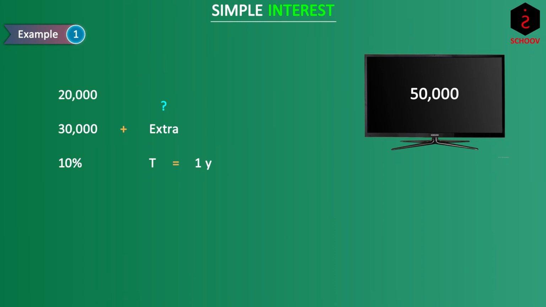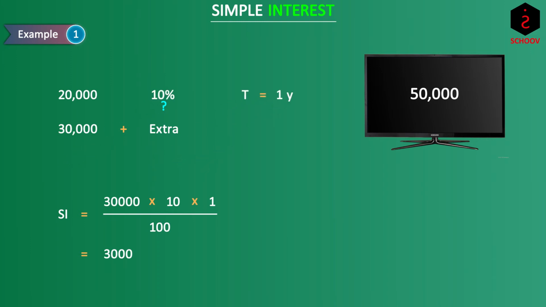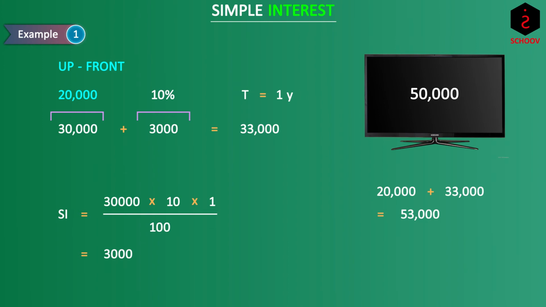How do we calculate? That extra, or simple interest, SI, is P, 30,000, into R, 10, into T, 1, upon 100. So, 3,000. And how much will I pay at the end of the year? Original 30,000 plus the interest 3,000. Total 33,000. So, the total amount that I pay for the TV is 20,000, which I paid right away, plus 33,000. 53,000 total. The amount paid right away is called paid upfront or down payment.